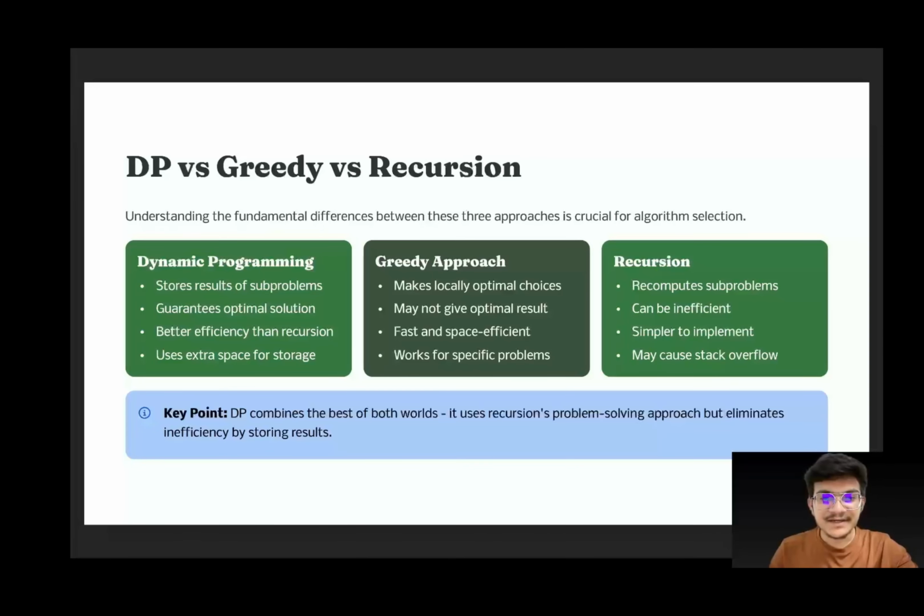So let's compare dynamic programming with the greedy and recursive approaches. These slides compare three approaches. Dynamic programming stores results and guarantees an optimal solution. Greedy makes locally optimal choices but may not give the best global solution. And recursion recomputes subproblems, which makes it inefficient. So, dynamic programming combines the advantages of recursion and avoids its inefficiency.